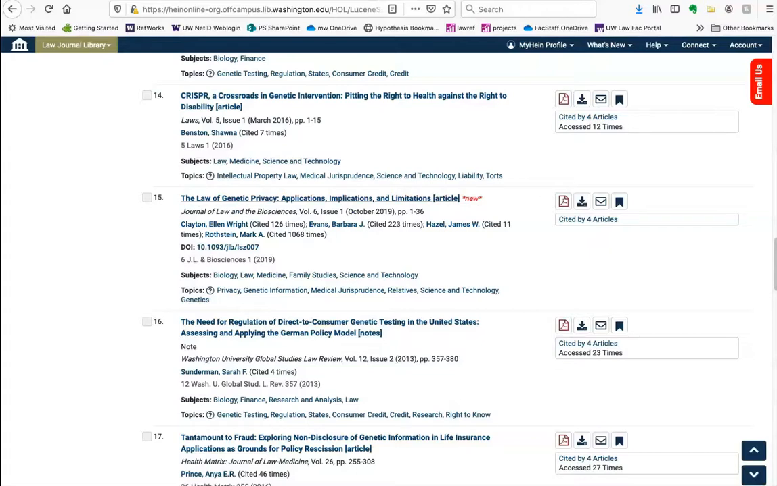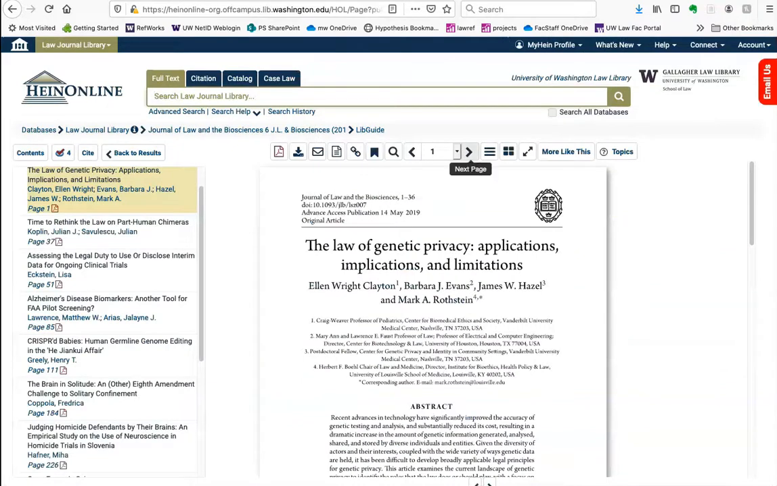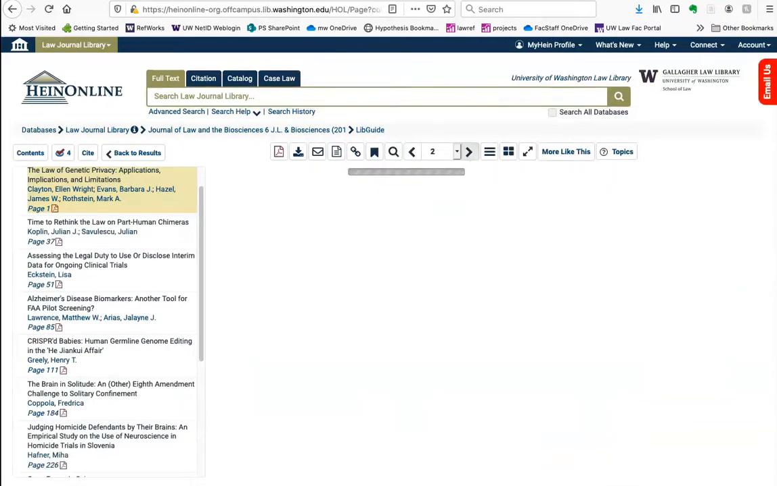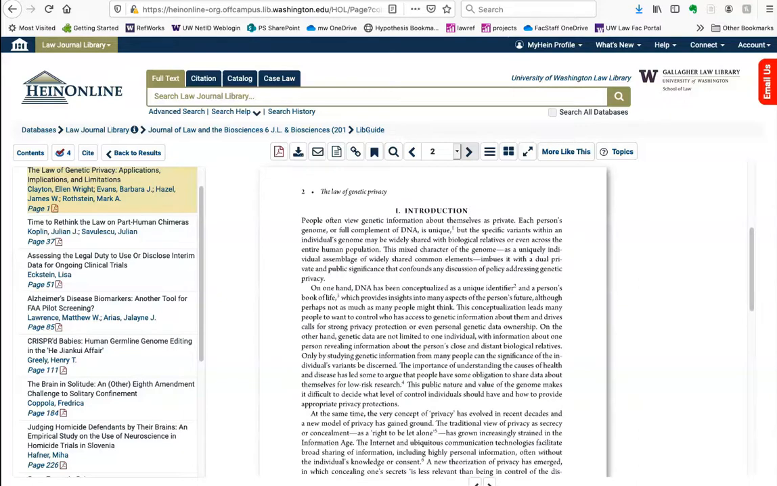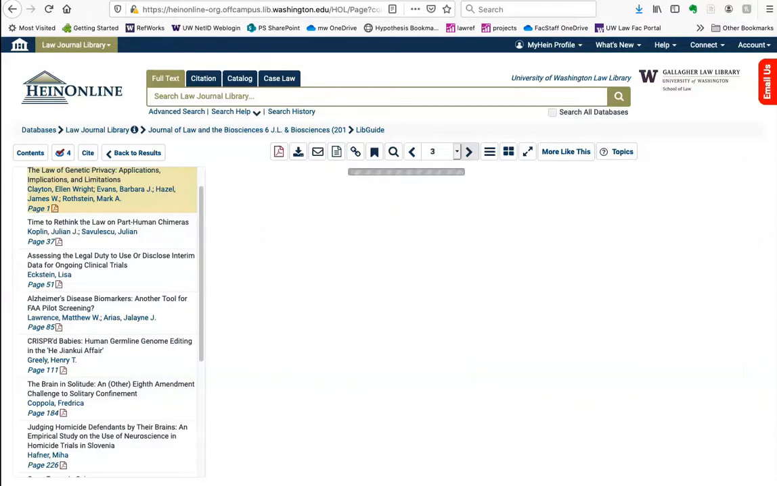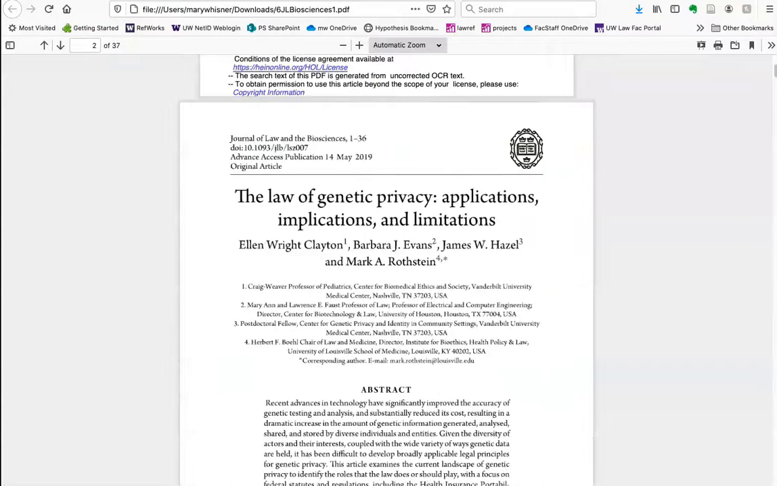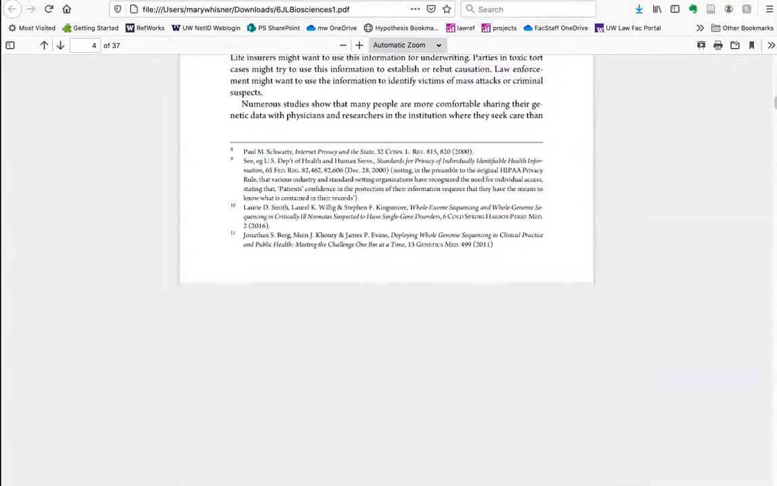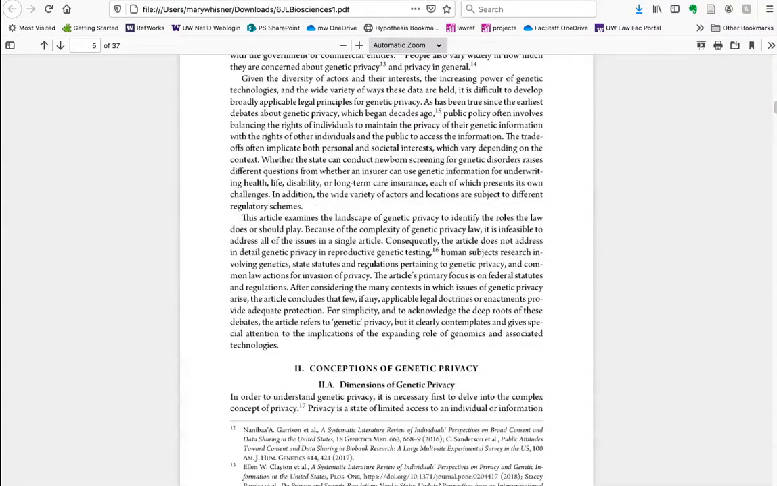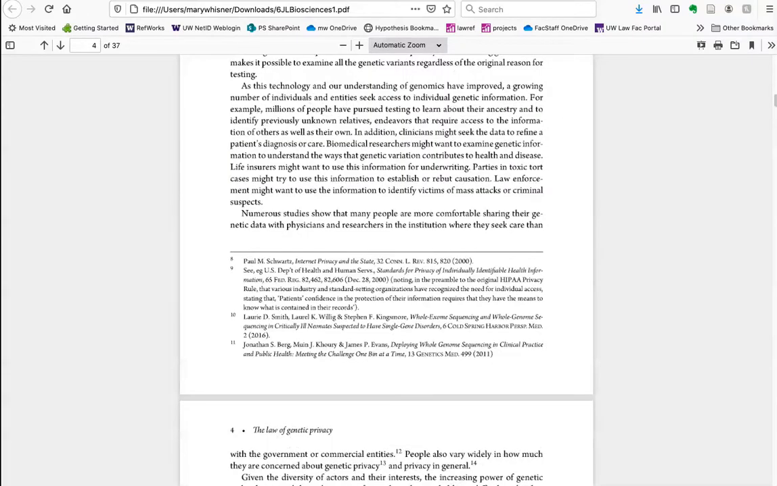We can look at the whole article by clicking on it, and you get screen images. And you see how it takes a while for each page to load? I like to download the PDF at this point because I can scroll through the PDF much faster than I can go through the article in HeinOnline.